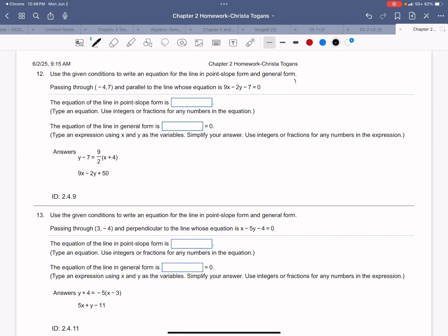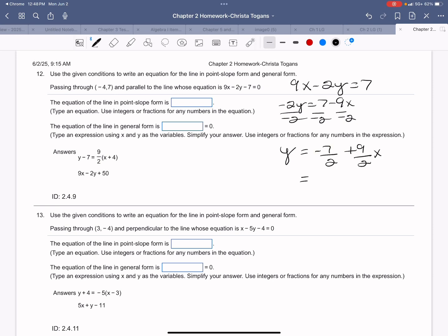So the easiest way to do this, I think, is to solve for y, so I can find out what my slope is. And then I get negative 2y equals 7 minus 9x. Divide everything by negative 2. So y equals negative 7 over 2 plus 9 over 2x. Can rewrite that as 9 over 2x minus 7 over 2.